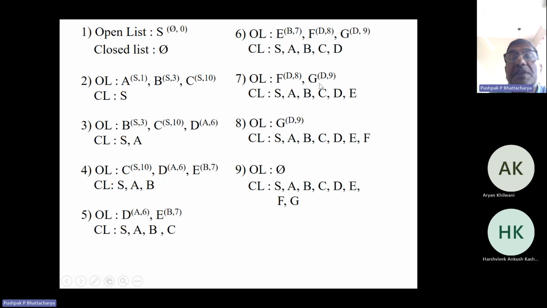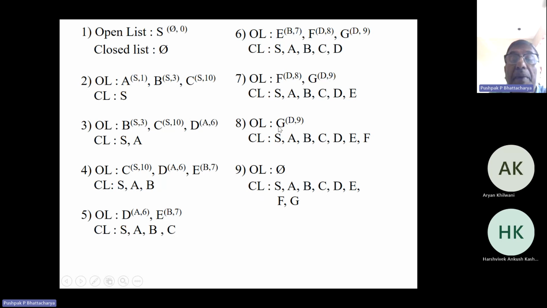Now also, if G could have been expanded, then a useless expansion of F would have been avoided. But let's say the algorithm is not intelligent enough. So F gets expanded, comes here. F doesn't have any child. Now G is on the open list. Now G comes to the closed list and the algorithm terminates because the goal node has been found.